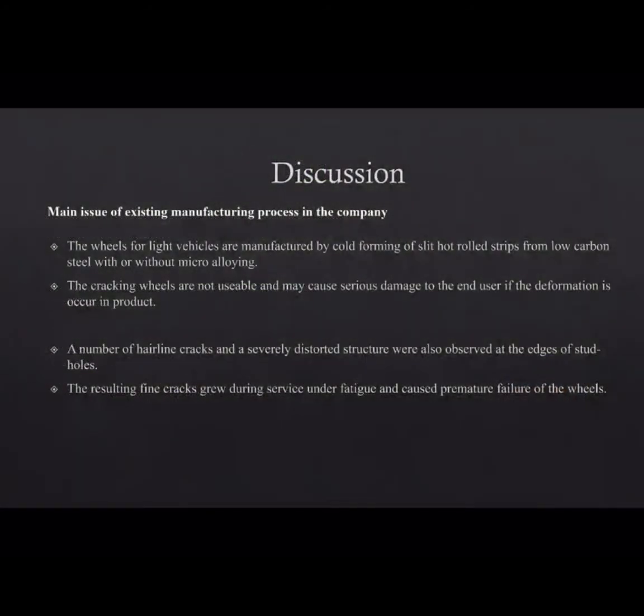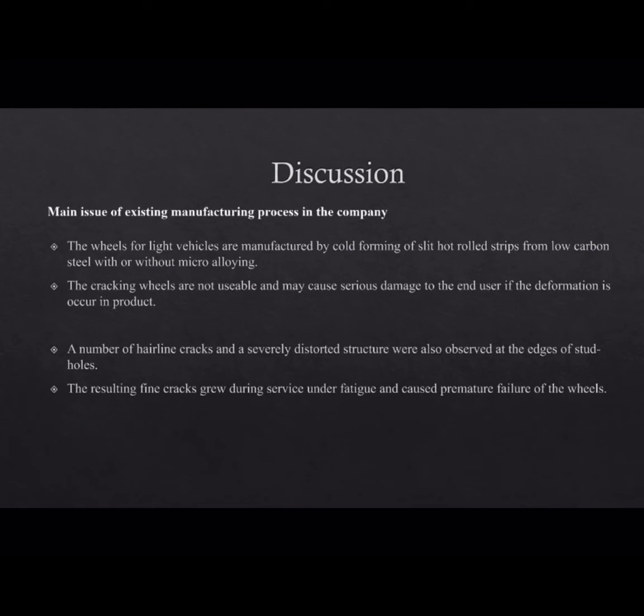Next, we continue on discussion. So, what is the main issue of the existing manufacturing process in the company? In wheel production company, the wheels for light vehicles are manufactured by cold forming of slit hot rolled strips from low carbon steel with or without micro alloying.